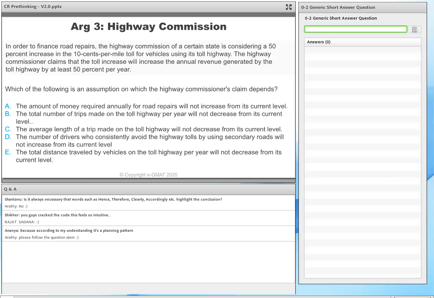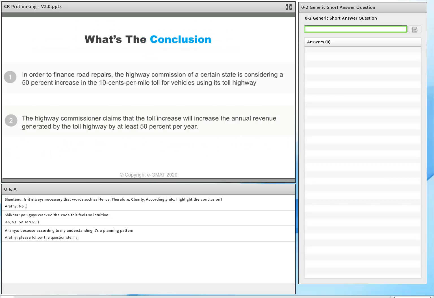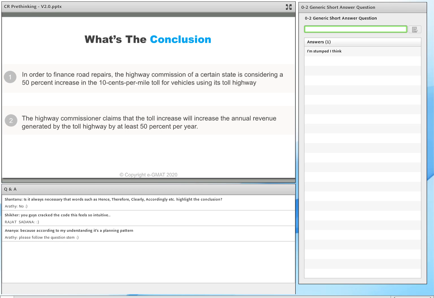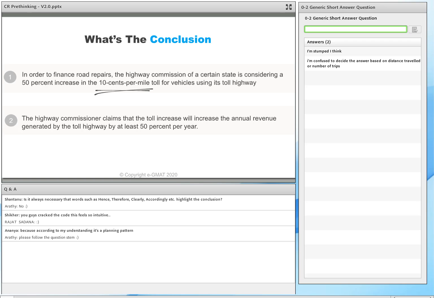This was a question where you have 4 strengtheners. B, C, D, and E are all good strengtheners. Only one of them is actually an assumption. And we're going to really see that over here. So what's going on over here? We want to finance road repairs, and the Highway Commission is considering a 50% increase in the toll. And what is the toll right now? It's 10 cents per mile.